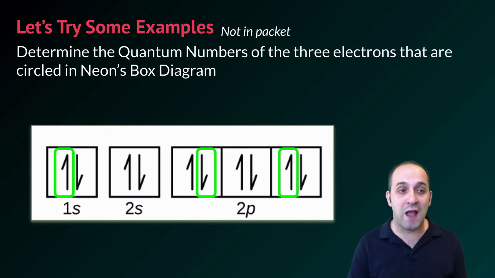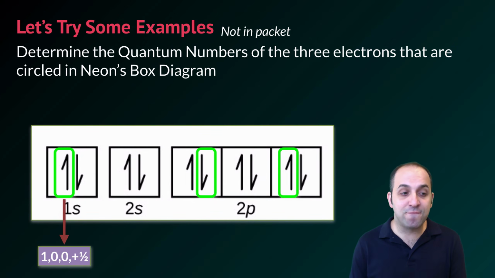This is actually not in your packet. I've got 3 different electrons that are circled here in Neon's box notation. Determine the quantum numbers of those 3 electrons. If you want to, pause the video and try it on your own, and then when you're ready, let's go through it together. So we're going to do them from the left to the right.